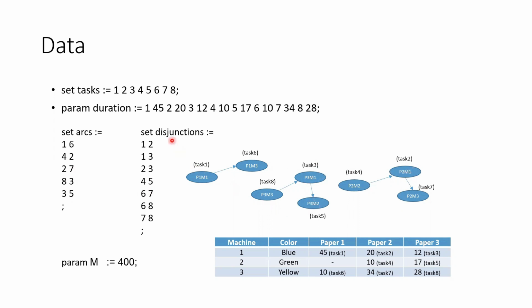We define the set of disjunctions, where tasks 1, 2, and 3 would be performed in the blue machine. So the disjunction is that 1, 2, and 3 would be performed in machine 1, the same machine. 4 and 5 would be performed in machine 2, and 6, 7, and 8 would be performed in machine 3. We define the big M parameter as 400.